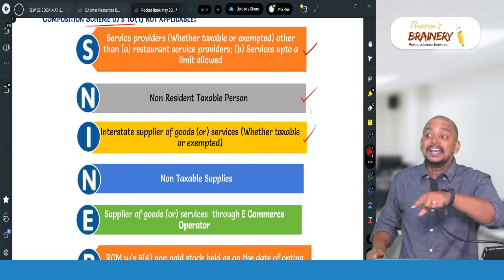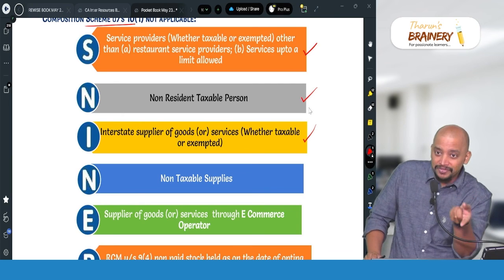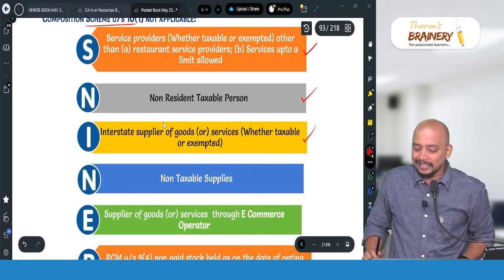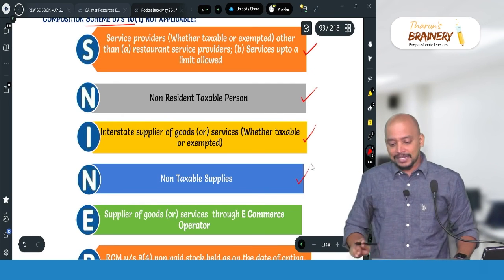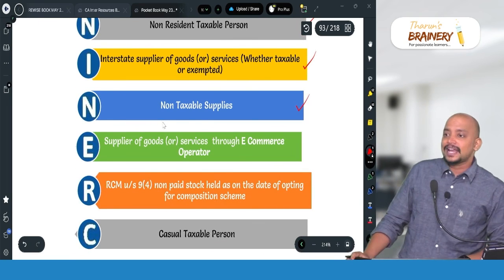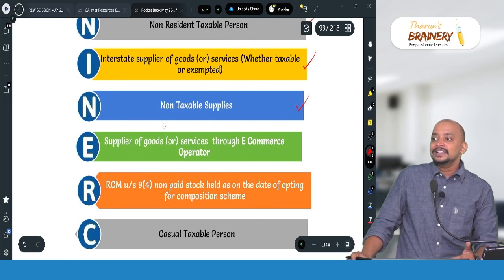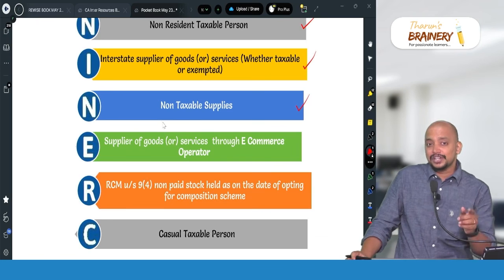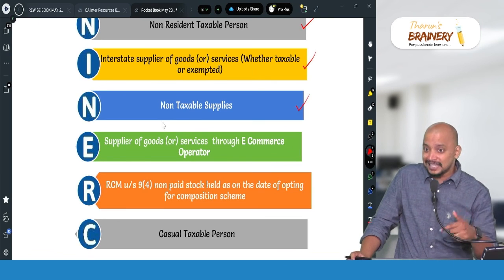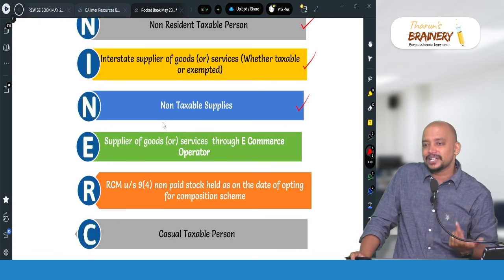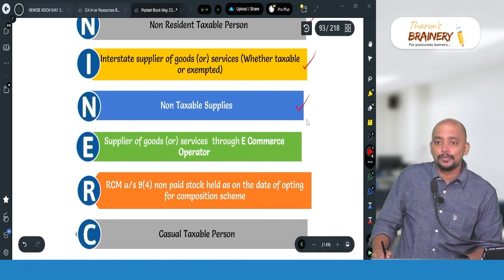That's the reason for the rates we discussed: 0.5% CGST, 0.5% SGST, like that. Then non-taxable supplies, for example a restaurant having a license to sell liquor and selling liquor. Can they opt for the composition scheme? Being a restaurant, it can opt for the composition scheme, but as they sell liquor, which means they are making non-taxable supply, they cannot opt for the composition scheme.